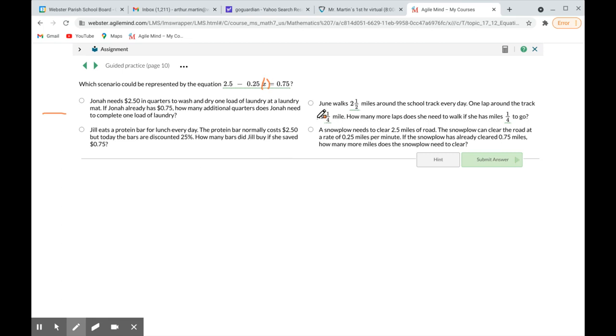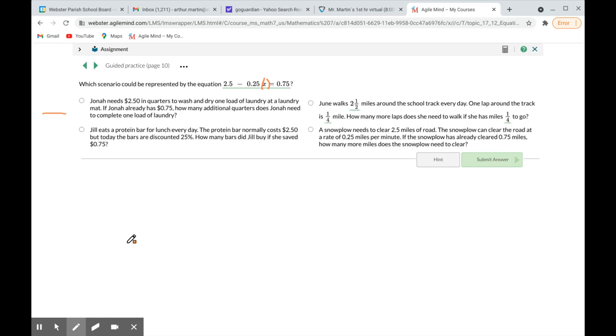All right, let's look at the next one. June walks 2.5 miles around the school track every day. One lap around the track is 1/4 of a mile. How many more laps does she need to walk if she has a 1/4 mile to go? No. And the last one says a snowplow needs to clear 2.5 miles of road. The snowplow can clear the road at a rate of 25 hundredths miles per minute. If the snowplow has already cleared 7,500 miles, how many more miles does the snowplow need to clear?